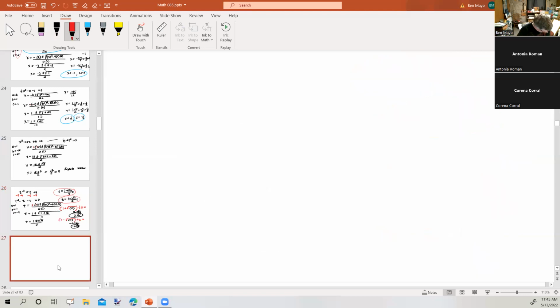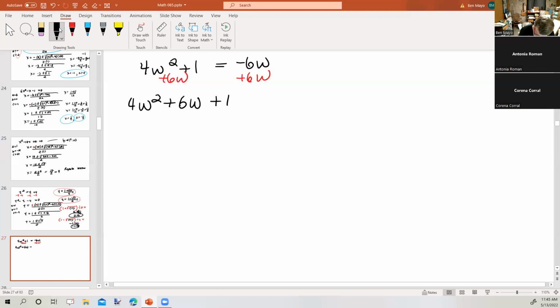So let's see here. Let's do this one. 4, I'm going to use black. 4w squared plus 1 equals negative 6w. So again, I want to put this thing in standard form. So I'm going to add 6w to both sides of the equation. So I get 4w squared plus 6w plus 1 equals 0. A is 4, B is 6, C is 1.